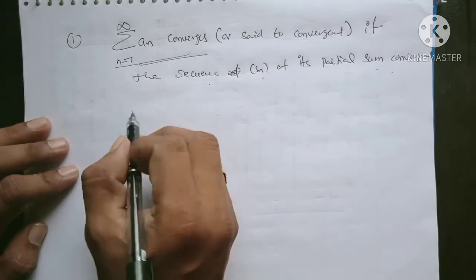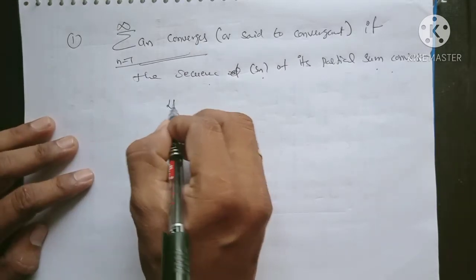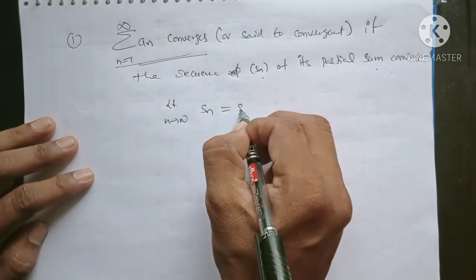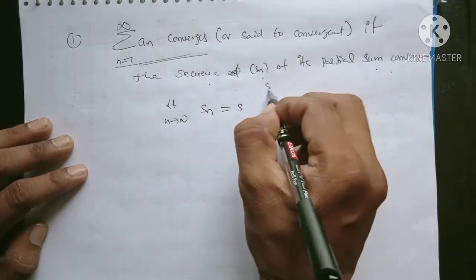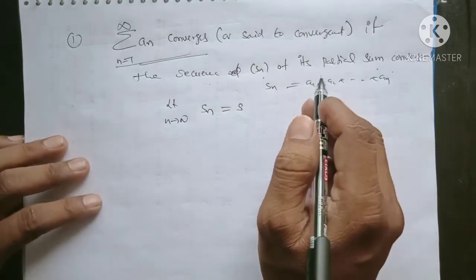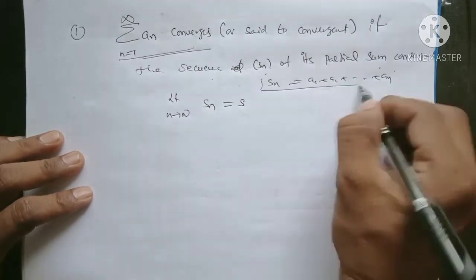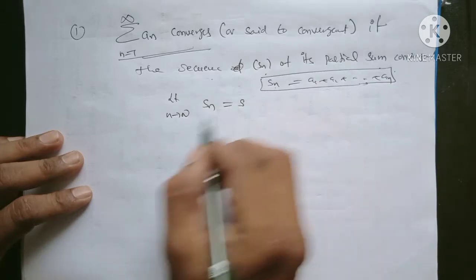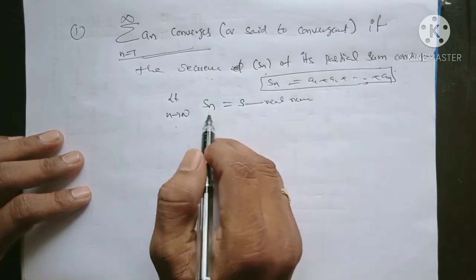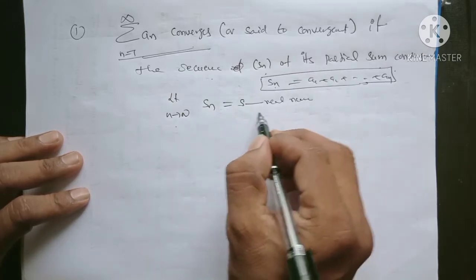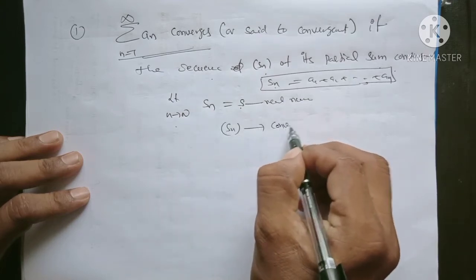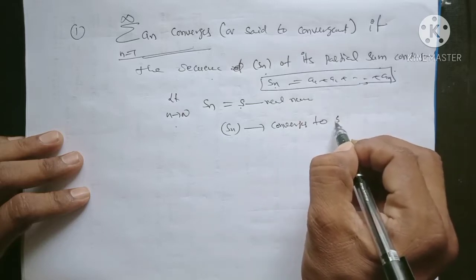What does it mean? If the limit as n tends to infinity of the partial sum is equal to some finite value s. Sn means a1 plus a2 plus and so on up to an. It is the partial sum of a sequence Sn. So the limit of this partial sum is equal to some real number. So the sequence of partial sums Sn converges to a real number.